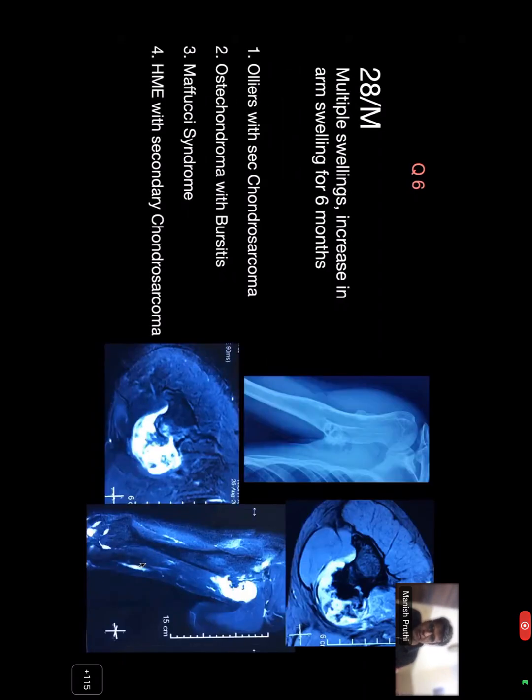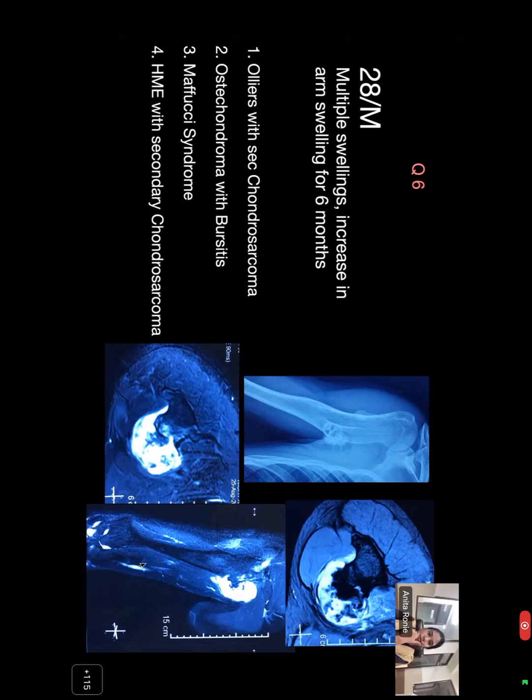Now the last case: a 28-year-old male, multiple swellings, increasing in the arm for the last 6 months. So what do you feel it is? An Ollier's with a secondary chondrosarcoma, an osteochondroma with bursitis, a Maffucci syndrome, or a hereditary multiple exostosis with secondary chondrosarcoma? Any guesses? Anyone can make a guess. It looks like Maffucci.